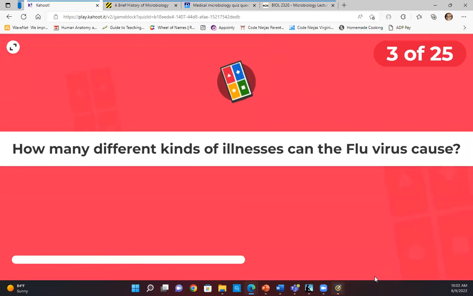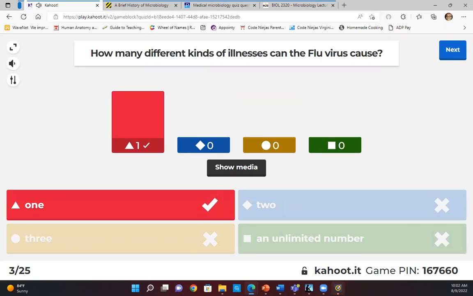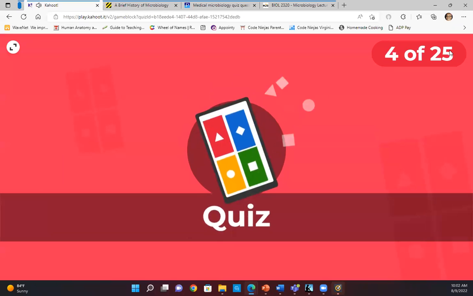How many different kinds of illnesses can the flu virus cause? 1, 2, 3, or an unlimited number? So it's actually 1. That's true. So the influenza virus causes one condition, which is called the flu. Now, there can be different strains of influenza, though. Okay, all right, great job.